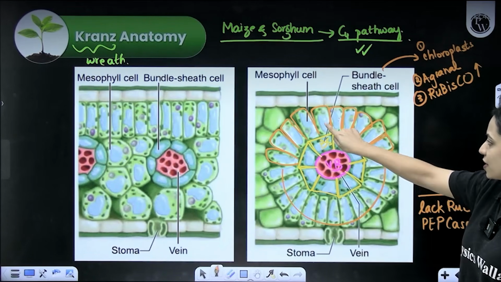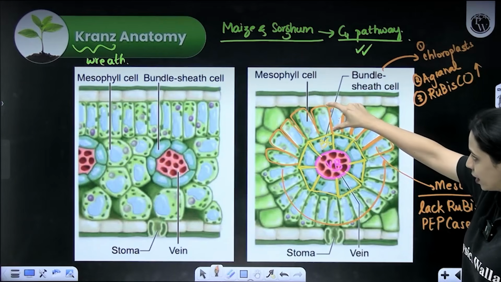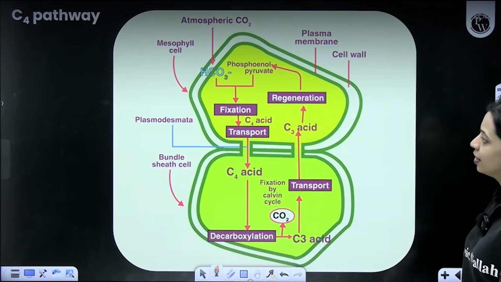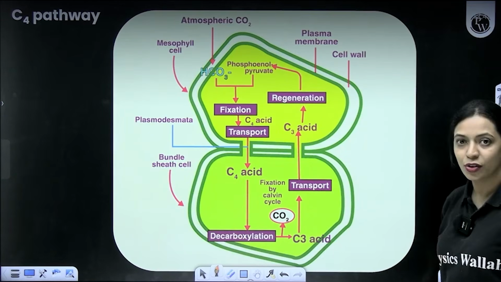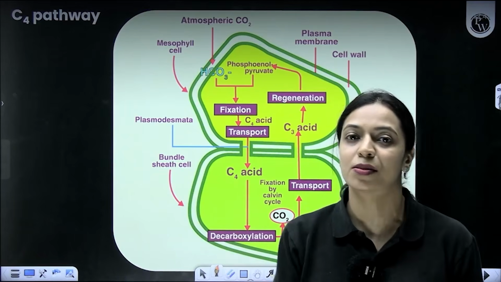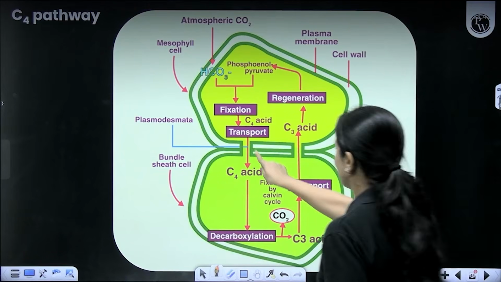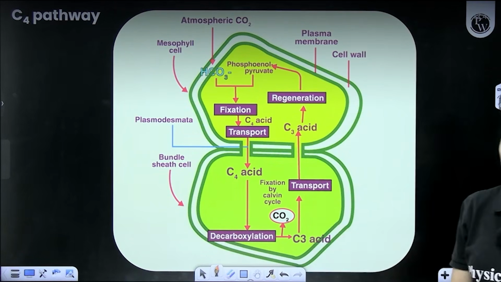cells. This is the bundle sheath cell, this is the mesophyll cell. Now, let's consider one mesophyll cell and one bundle sheath cell. Now that they are neighboring cells, you know that in between neighboring cells, plasmodesmatal connections will exist. So here is the plasmodesmatal connection or the cytoplasmic connection.